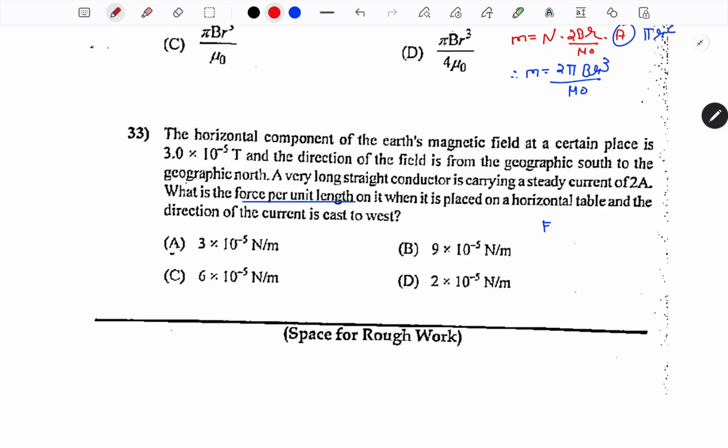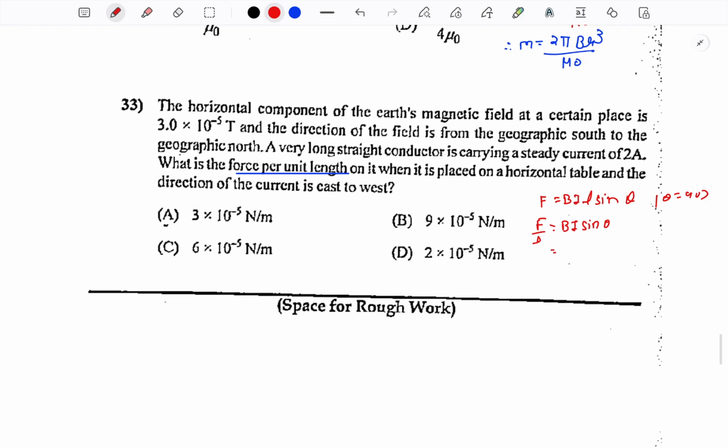Okay, so for force per unit length, force is equal to B I L sin theta, and force per unit length means F by L is equal to B I sin theta. So for B I sin theta, see here it is placed on a horizontal table, so it is clear that theta is equal to 90 degree between the earth's magnetic field and the current carrying wire. Okay, so for this, 3 into 10 to the power minus 5 multiplied by 2 multiplied by 1, so the answer is 6.